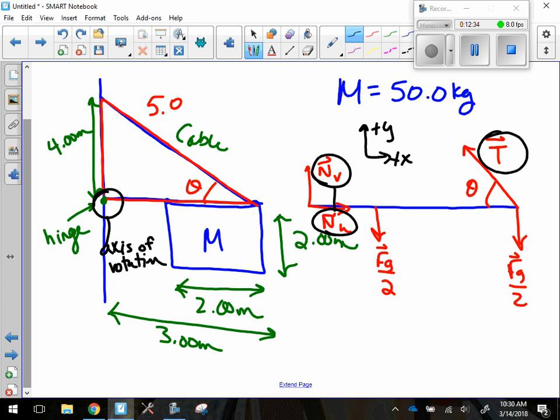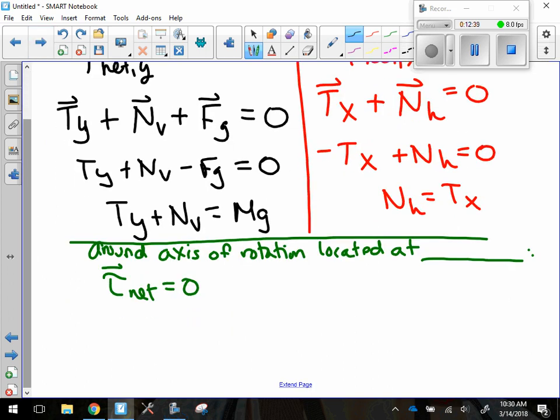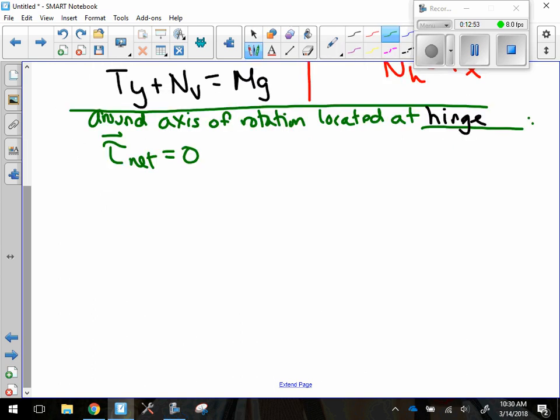Okay, so you with us? Okay, so we're going to do our axis of rotation located at the hinge. And like I said, you have to, at minimum, label it on the picture. And it would be awfully nice if you wrote it above the place where you're going to actually do the work.